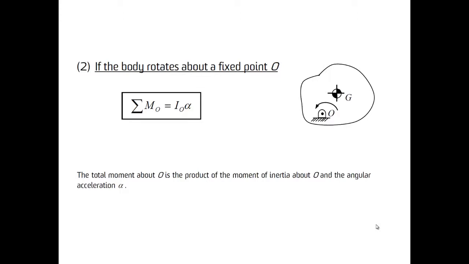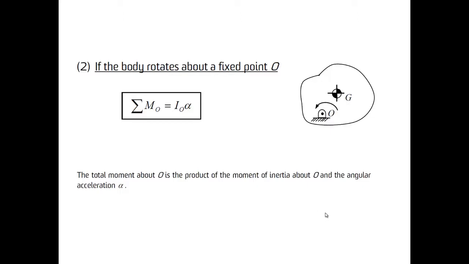So as can be seen, the rotational motion of a body not only depends on its mass, but also on how the mass is distributed throughout the body. In this case, the figures IO and IG represent that. If the body rotates about the point O, then we use IO. If the body rotates about its center of mass, in this case G, we use IG, as in the previous example.